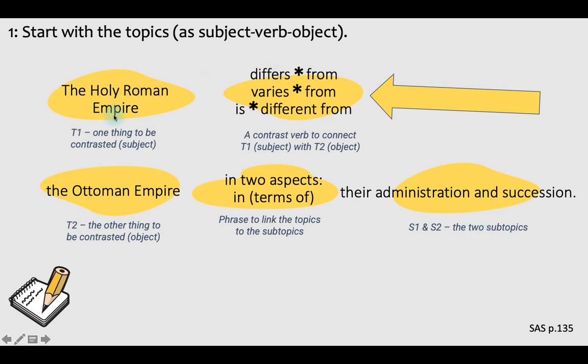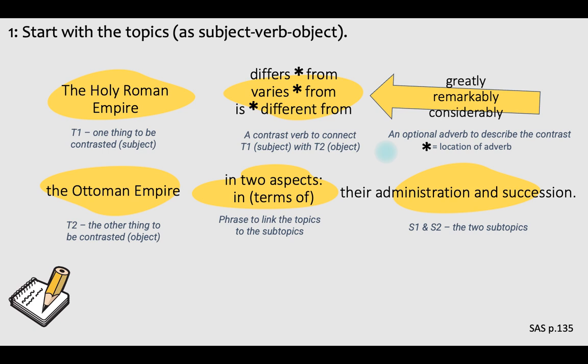So, very simple. The Holy Roman Empire is different from the Ottoman Empire in their administration and succession, in terms of, in 2 aspects. All of these are fine. So what do you think is missing here? What could go here? This here is an optional adverb that you could add to describe the contrast if you want. And that's why I have these stars here, because it shows you where the adverb should go.